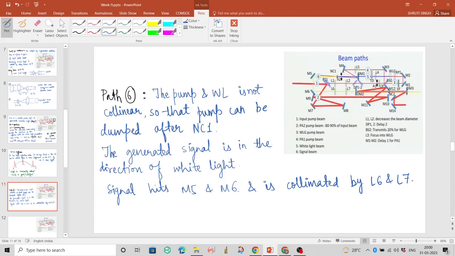Now this DM2 is kind of a short pass filter. It allows the smaller wavelength to travel through, but it reflects the larger wavelength. So here, let me write that after L6 and L7, the signal is passed through DM2, short pass filter.